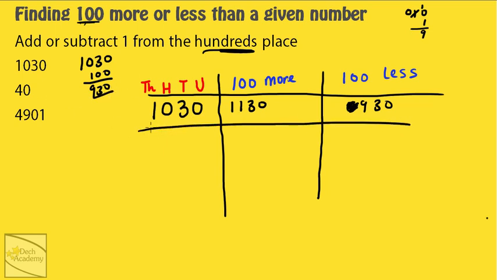The next number is 40. Okay, with 40, I just want to find 100 more than 40. Now, in 40, there's no digit in the hundreds place, which means that there might as well be 0 there. So I add 1 to the digit in the hundreds place. Instead of 0, I'm going to have 1, and then the other digits stay the same.